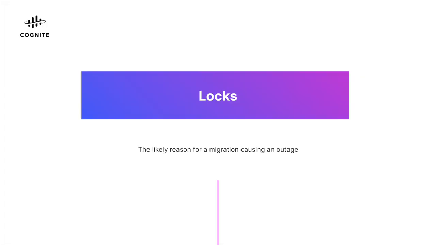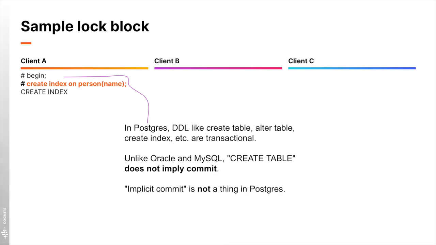If something is blocking other clients, it's very often because of locks. So pg_stat_activity can give you an indication of that. And excessive locking is often a side effect of doing migrations, changing tables, adding indexes, these kinds of things. So here is one imagined example where we have three different clients, and client A starts out by creating an index on the table person. It does this in a transaction which doesn't commit yet.